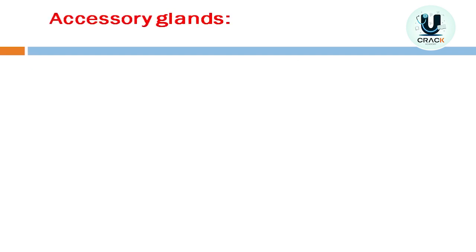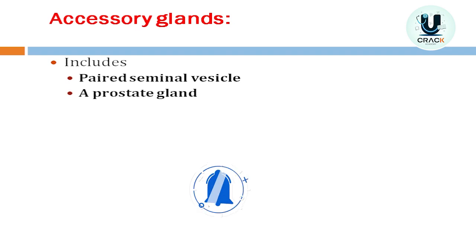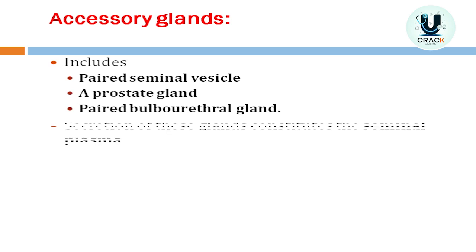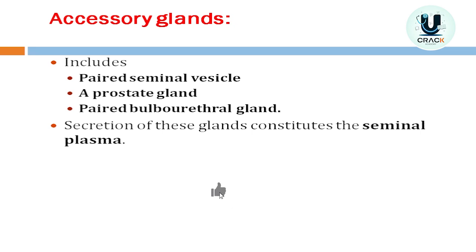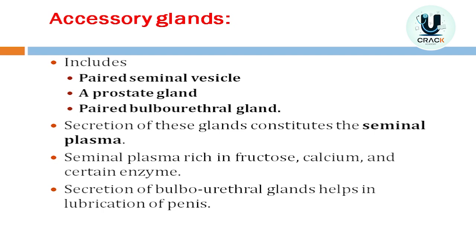Accessory glands include paired seminal vesicles, a prostate gland, and paired bulbourethral glands. Secretions of these glands constitute the seminal plasma. Seminal plasma is rich in fructose, calcium and certain enzymes. Secretion of the bulbourethral glands helps in lubrication of the penis.